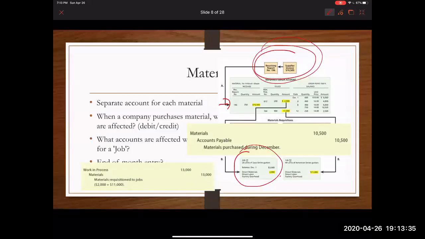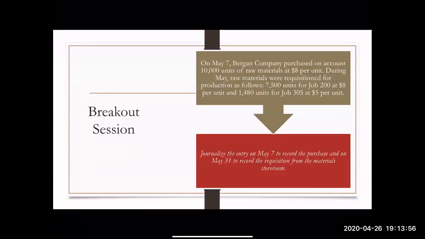So in order to take this inventory from the warehouse or the storeroom into a job on paper, we do a debit to work in process and a credit to inventory or materials, okay? All right, we're going to move on to an example. Let's work through this example together.